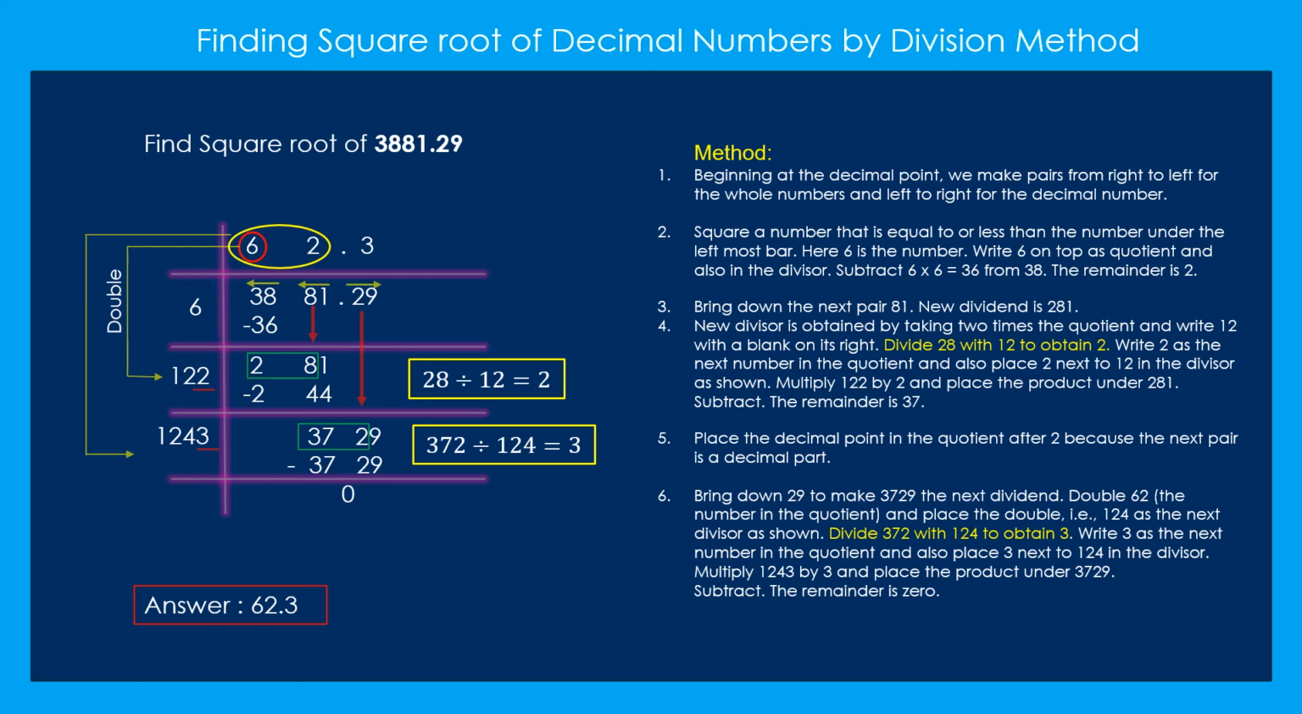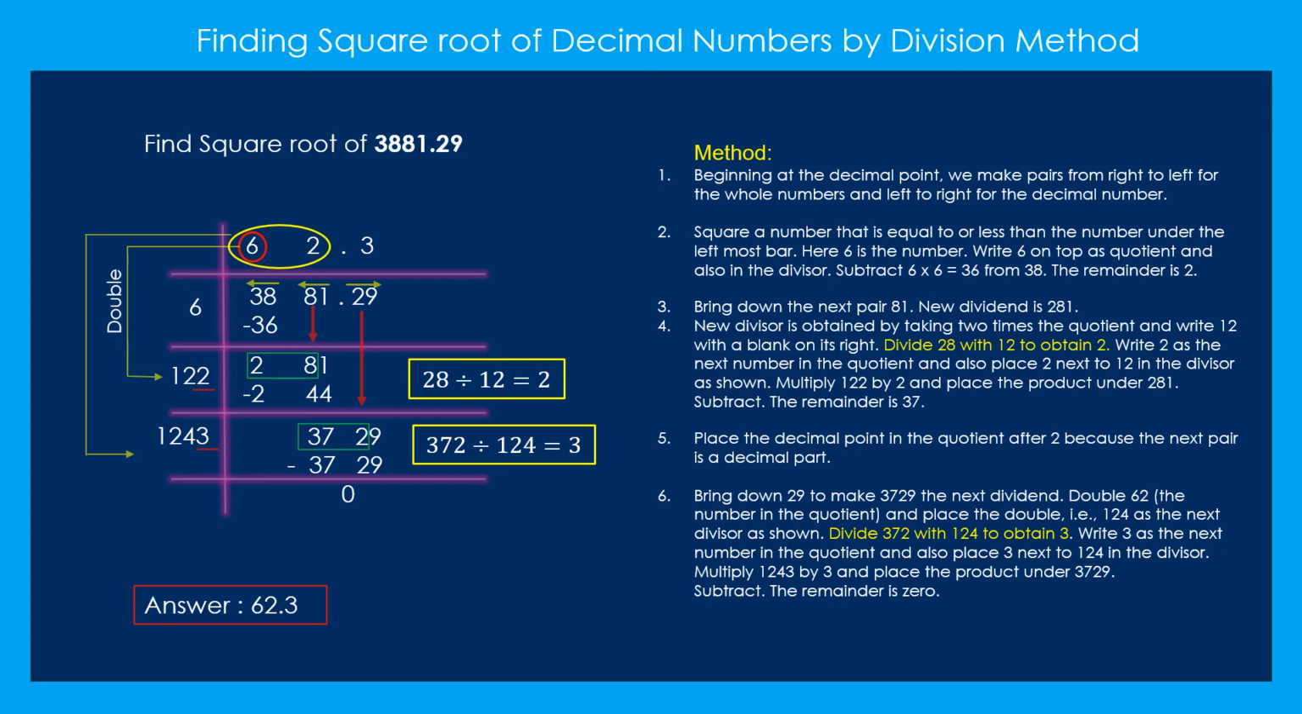After making pairs, you have to think of a number whose square is less than or equal to the first pair here, that is 38. So here the number is 6. Write 6 on the top as the quotient and also as the divisor. So 6 times 6 is 36. Write 36 under 38, subtract and get the remainder 2. After writing the remainder 2, you bring down the next pair of numbers, 81.